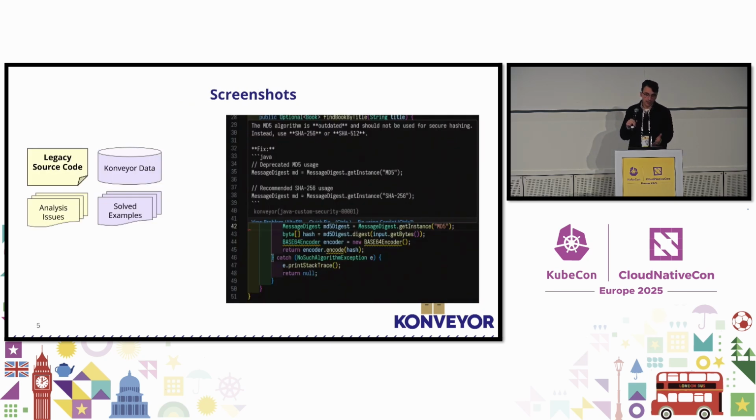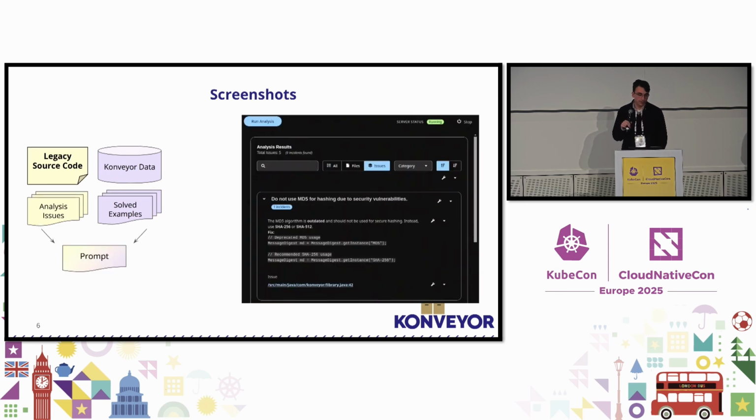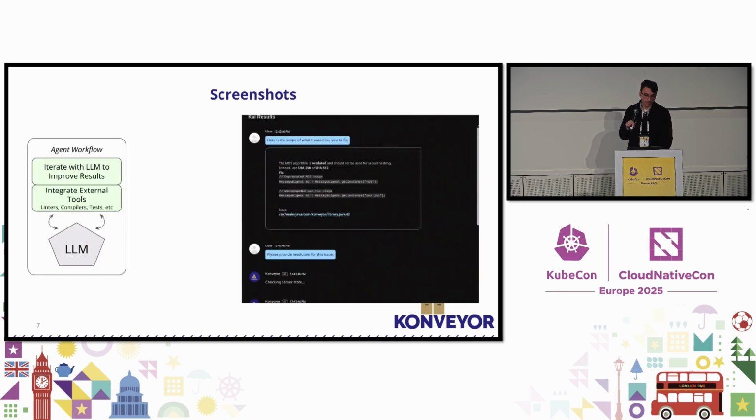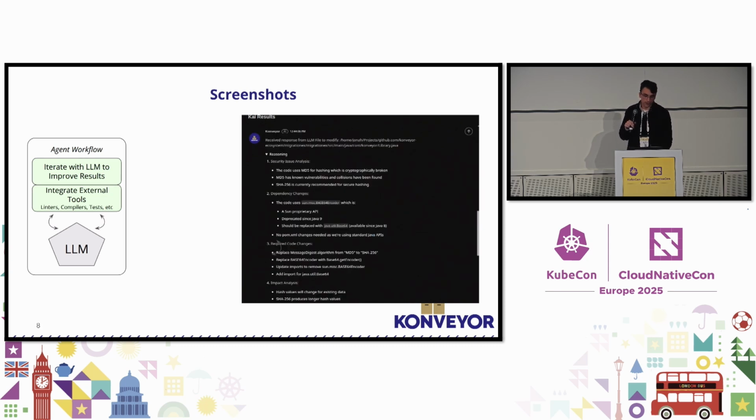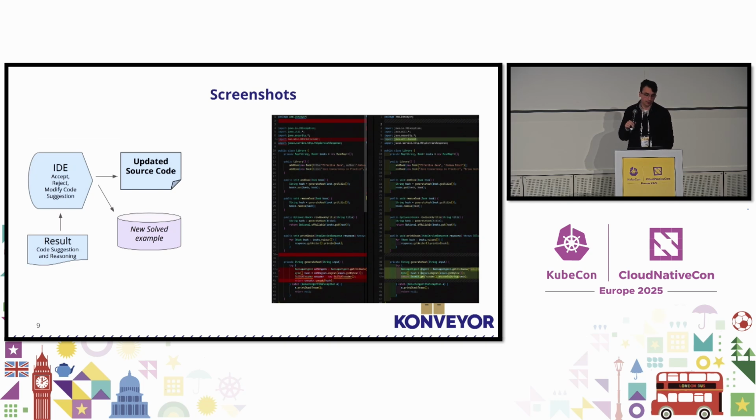Maybe it's a black blob on the screen, but we have this issue, the MD5 algorithm is outdated, and we want to solve that. So that gets funneled into a prompt. Then in the agentic workflow, we have this nice chat interface that shows the reasoning of its choices, and then out pops a solution that the user can either accept, reject, or modify.